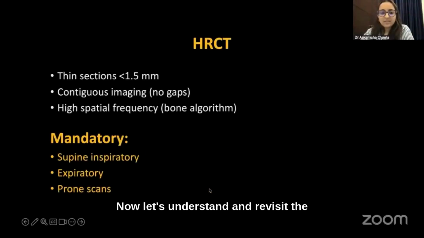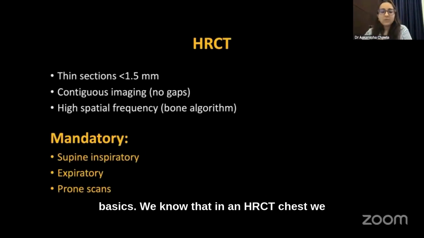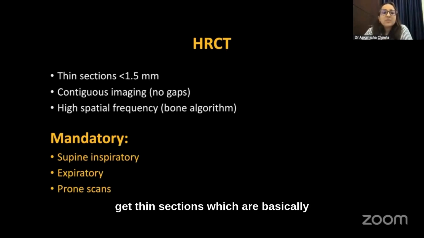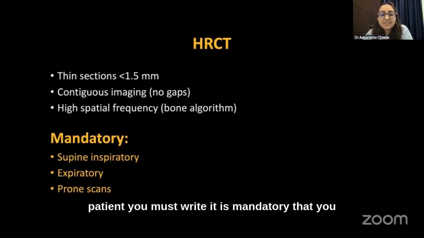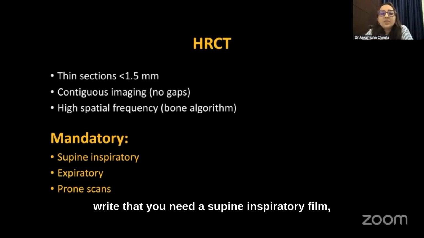Now let's understand and revisit the basics. We know that in an HRCT chest, we get thin sections which are basically less than 1.5 mm. They are contiguous. This is contiguous imaging, and there's high spatial frequency. As you must remember when you're writing down a CT chest for your patient, it is mandatory that you write that you need a supine inspiratory film, an expiratory film, as well as a prone scan.